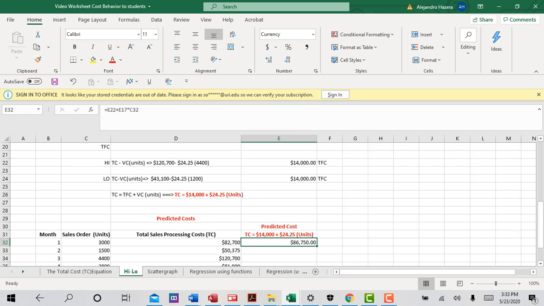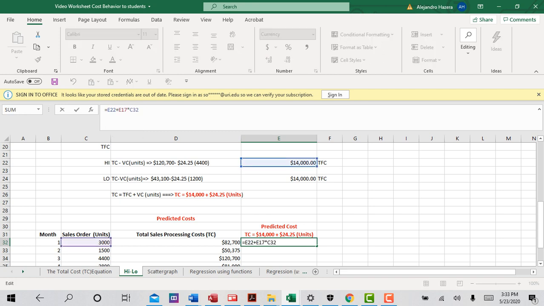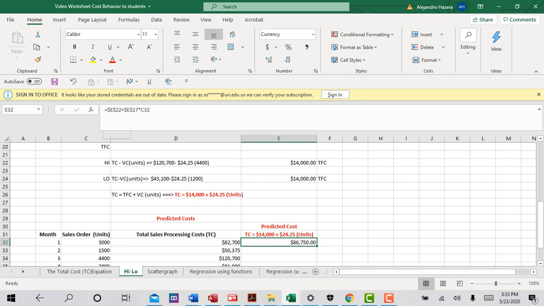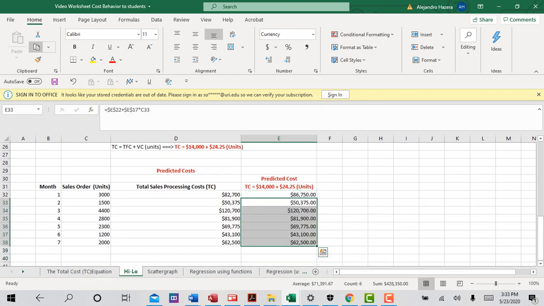Okay, and I'm going to go ahead and fix this line so that we freeze the variables on top and can then use it to predict the others. So your actual cost for 3,000 was 87,200. Your predicted cost was 86,750. Let's see for the other levels here. Okay, so this one looks perfect.